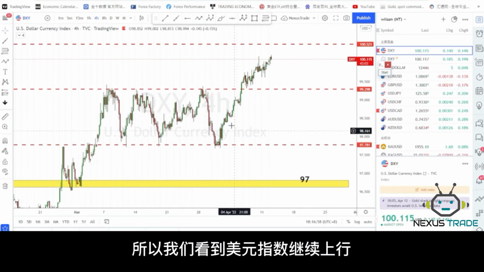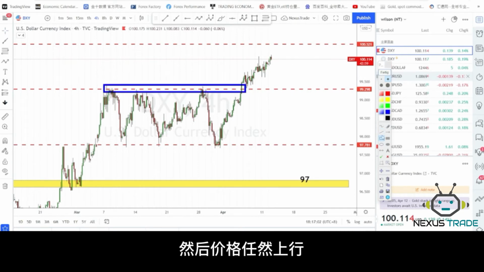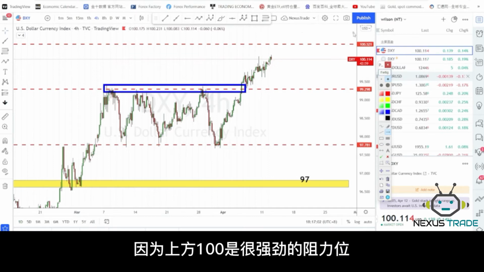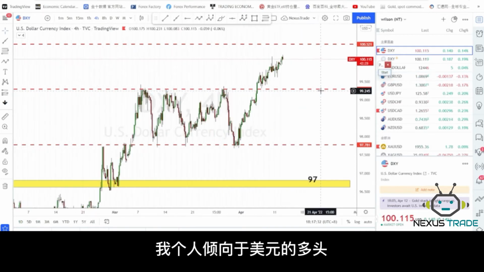So that's why we can see that the dollar index continued the rally. Last week, it broke out 99.3 firmly and the price continued to move upwards. So my suggestion is we don't simply sell, as the higher resistance will be 100.5. So we should continue to buy USD until the resistance of 100.5, as 100.5 is also just a minor resistance. Alright, so I'm bullish on the dollar index.